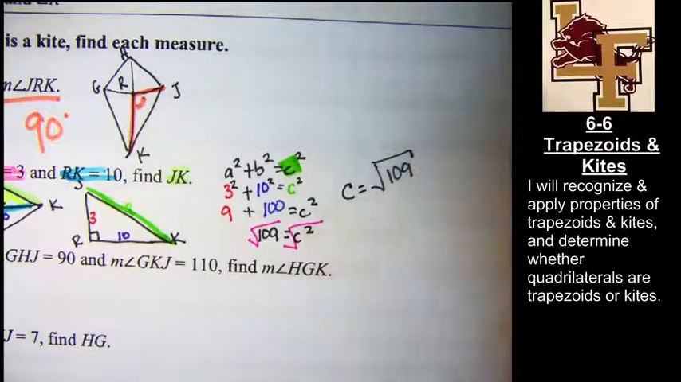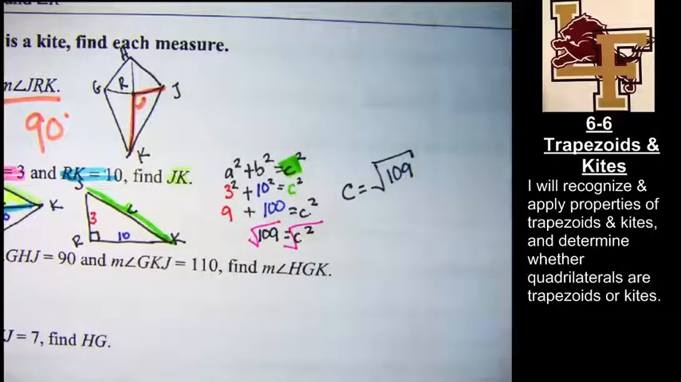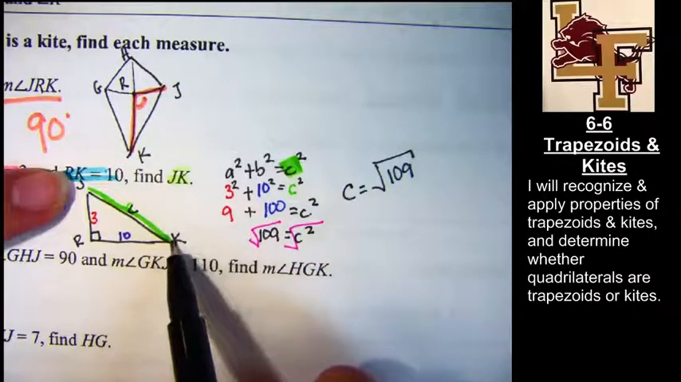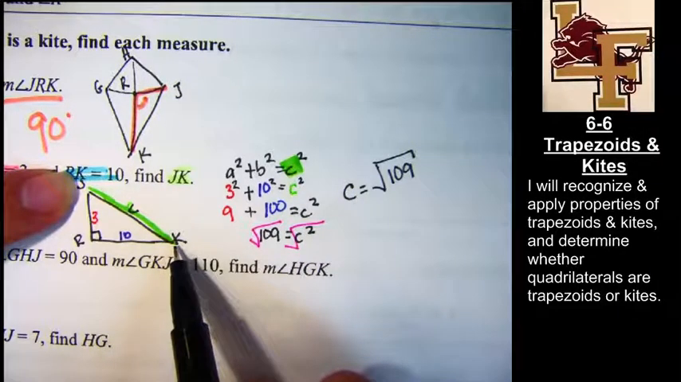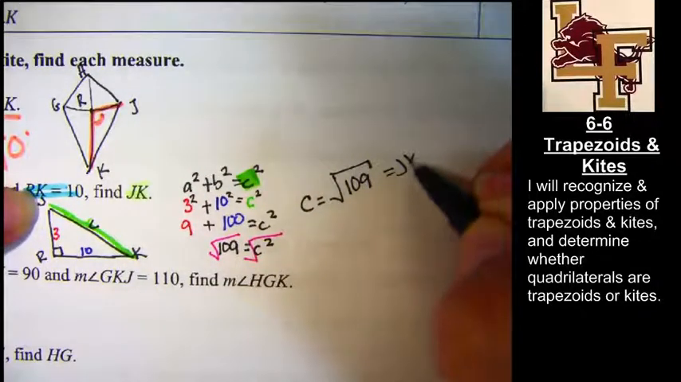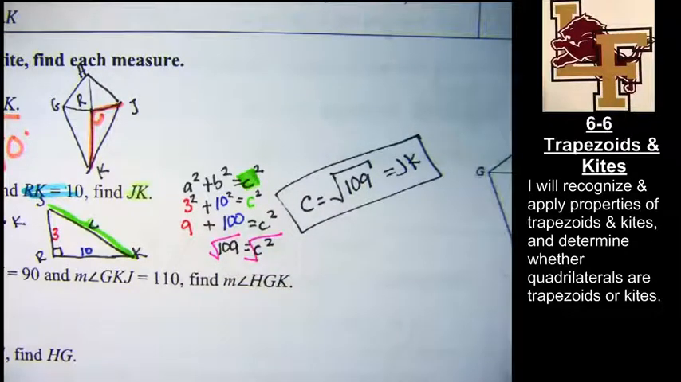All right, did we answer the question? Did we find what we were asked to find? No. Okay, we were asked to find JK. JK is the same as this measure C. So, yes, we did it. It just wasn't labeled in a way that made sense. So we'll relabel it.